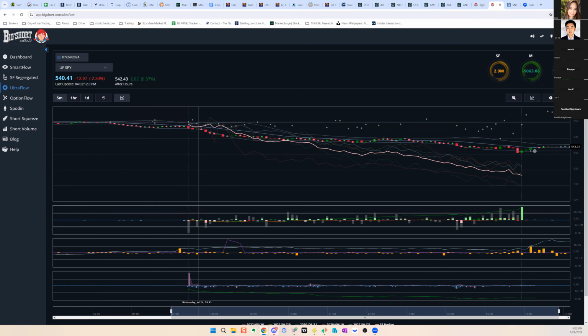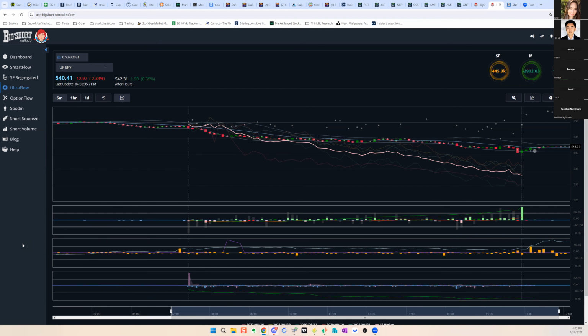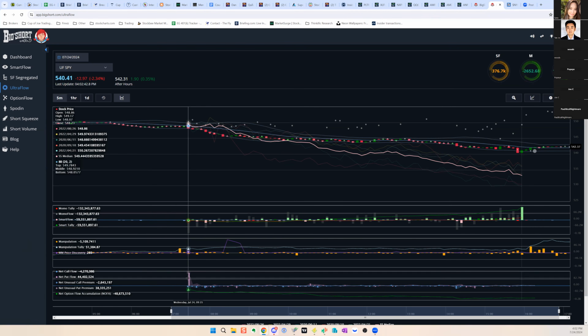Yeah, and just to quickly go over for new users, when we're looking at Ultraflow, that shows the aggregate of all the individual constituents of a given ETF. So right now we're looking at the SPY Ultraflow. So that put buying spike that we see at the open, that means that all the individual constituents of the S&P 500 showed a net put buying at the open, which is bearish.